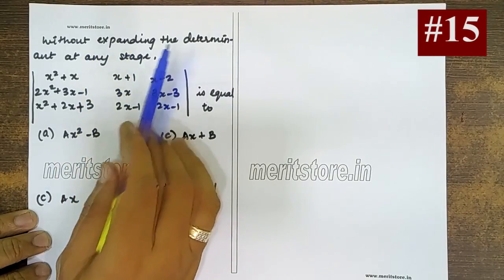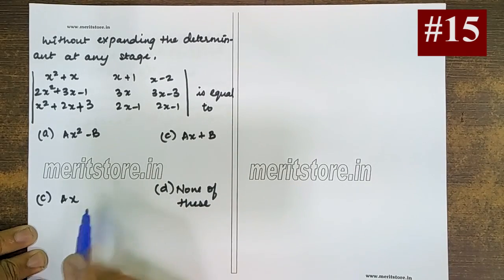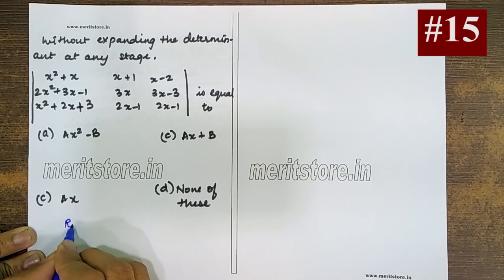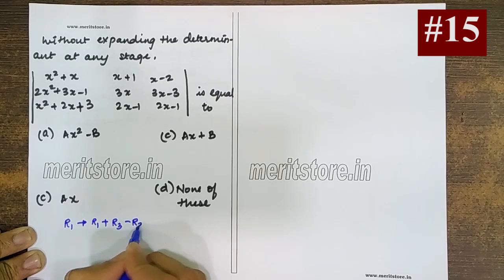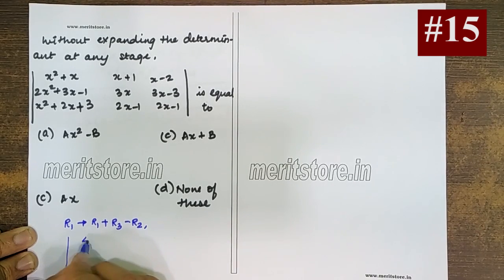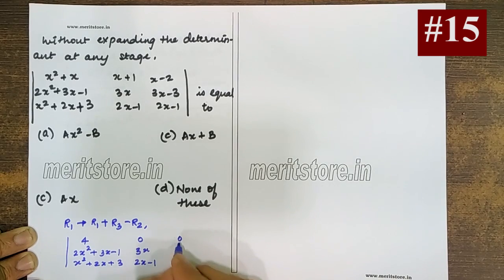Now without expanding the determinant at any stage, we have to find the value of this determinant. To simplify, first we will apply row transformation by applying R1 plus R3 minus R2, we get 4, 2x square plus 3x minus 1, x square plus 2x plus 3, 0, 3x, 2x minus 1, 0, 3x minus 3 and 2x minus 1.